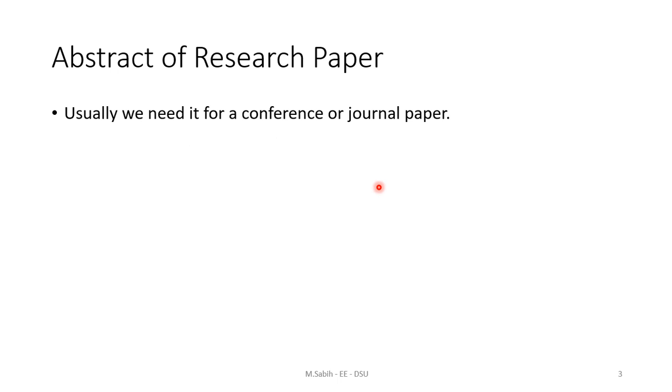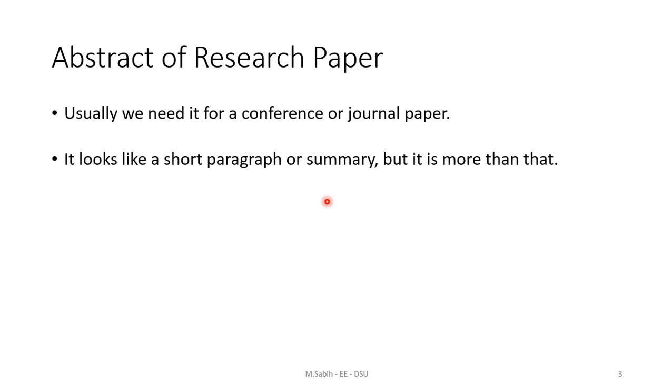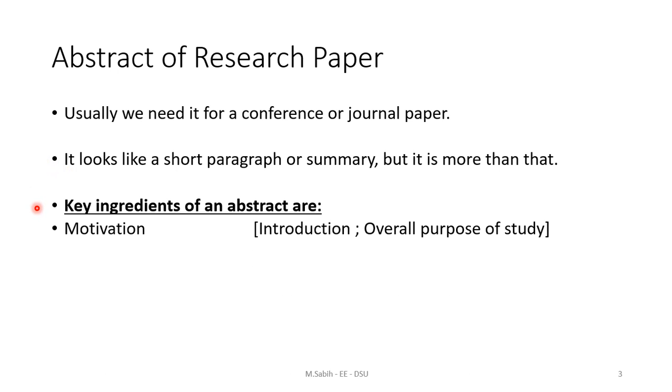लेकिन ये और भी reports और technical reports और इस तरह से और research reports वगैरह के लिए भी ज़रूरत होती है. But today we are talking about specifically कि research papers और conference papers के लिए abstract कैसे लिखे जाते हैं. And it looks like a short paragraph or summary, but it is more than that. Key ingredients of an abstract are, for example, the first one is motivation. इसको sometimes introduction भी कहा जाता है. इसको sometimes the overall purpose of the study भी कहते हैं.